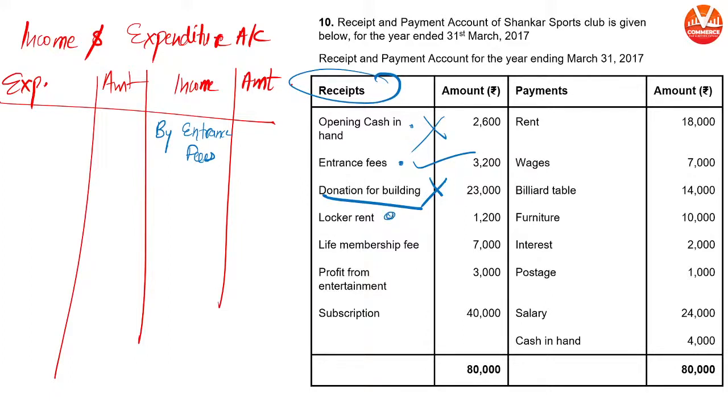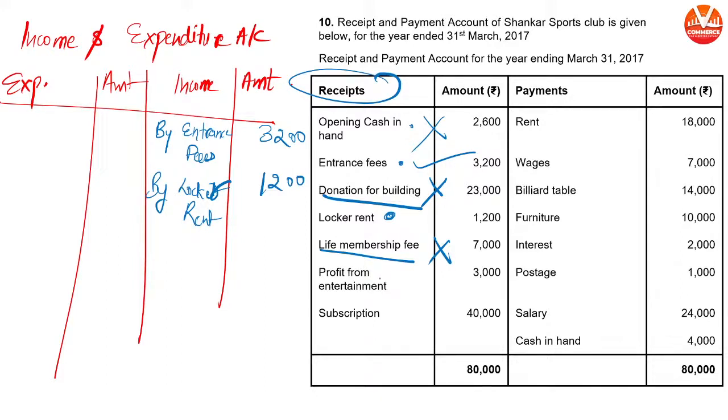Then we have locker rent. Yes, it will be recorded in the income and expenditure account by locker rent. Entrance fees was 3,200. Locker rent is 1,200. Then we have life membership fees. This will not be recorded, because this is a capital receipt. Capital receipts are not recorded in the income and expenditure account. So this will not be recorded.